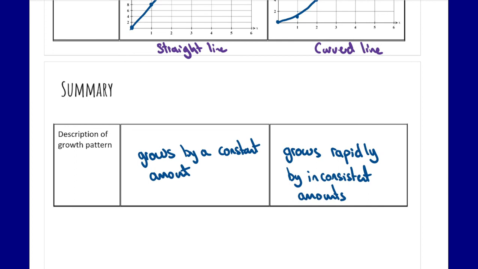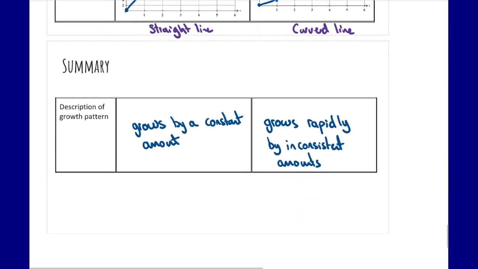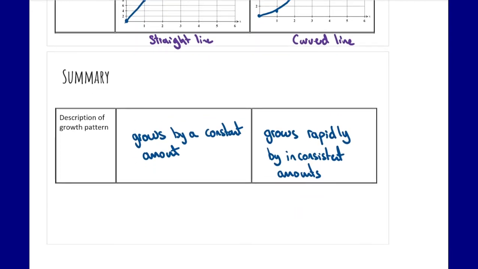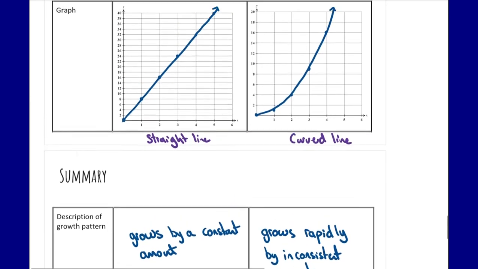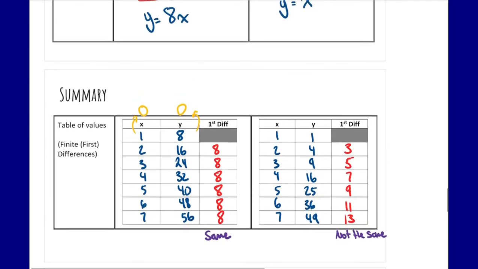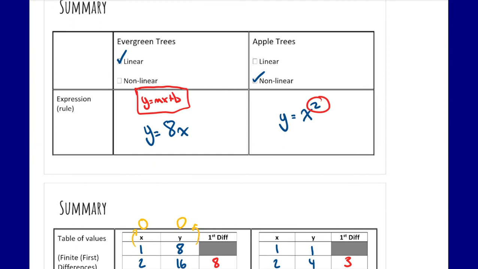So the main thing from this investigation, aside from going through and answering the questions and looking at patterns, the big thing is just being able to now summarize the difference between linear and nonlinear patterns, which we do have a summary specific to this apples and evergreens, but this could apply to any linear or nonlinear pattern.